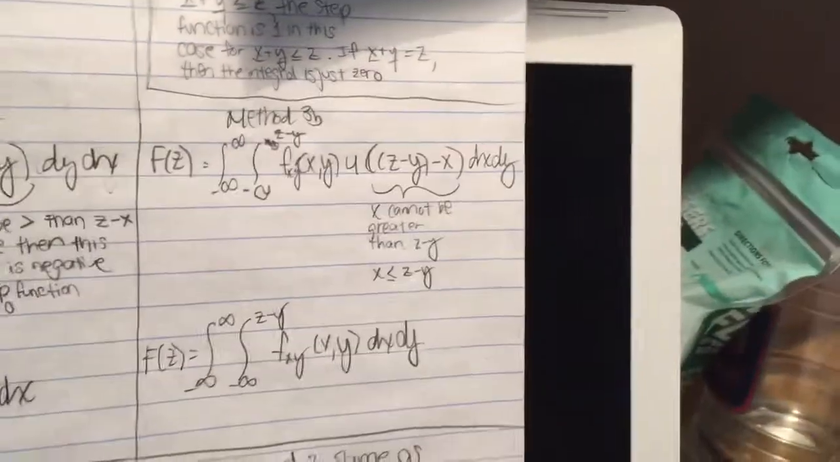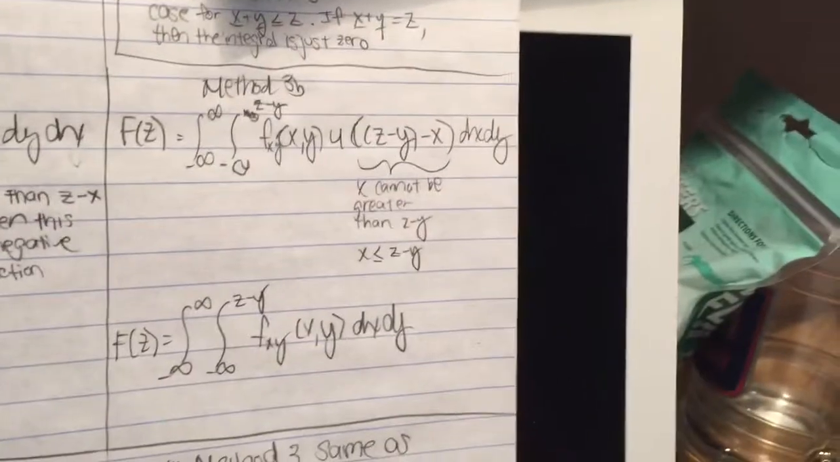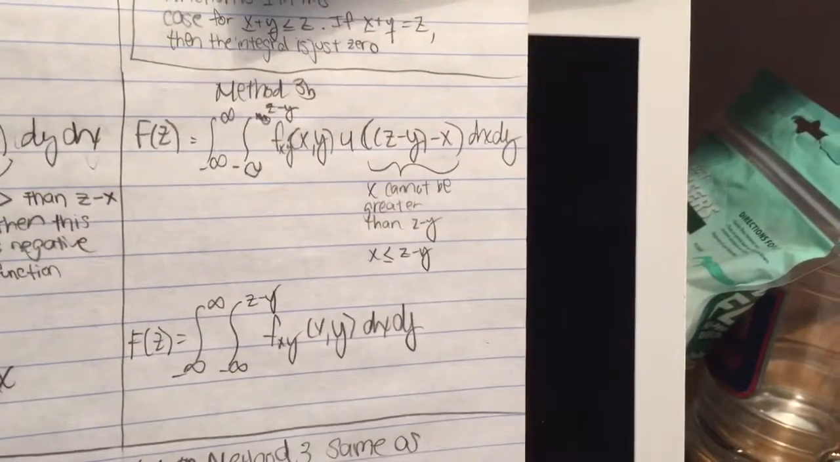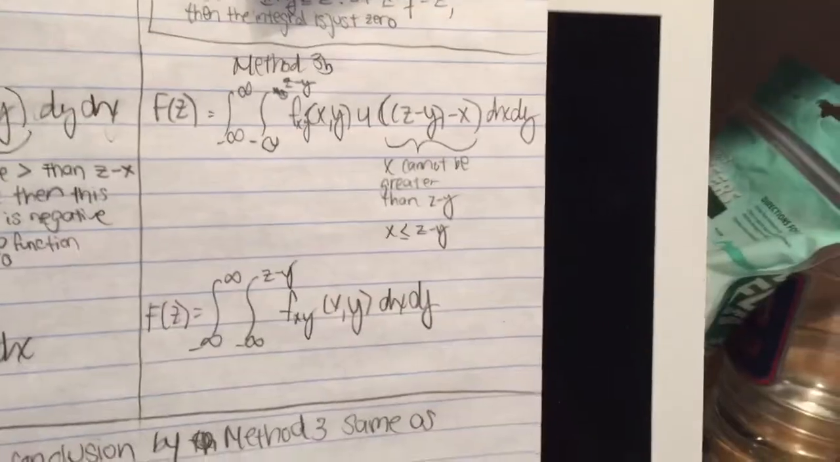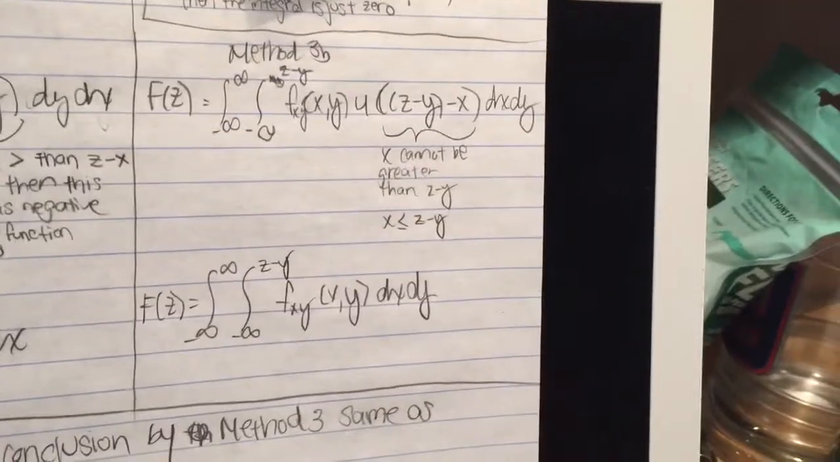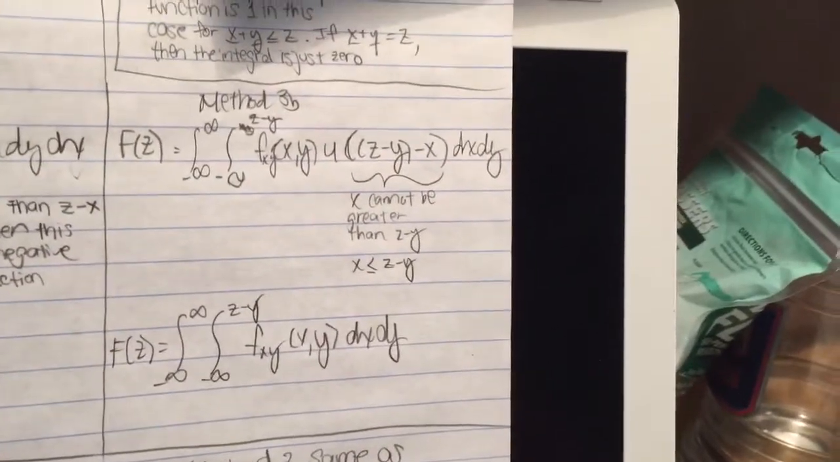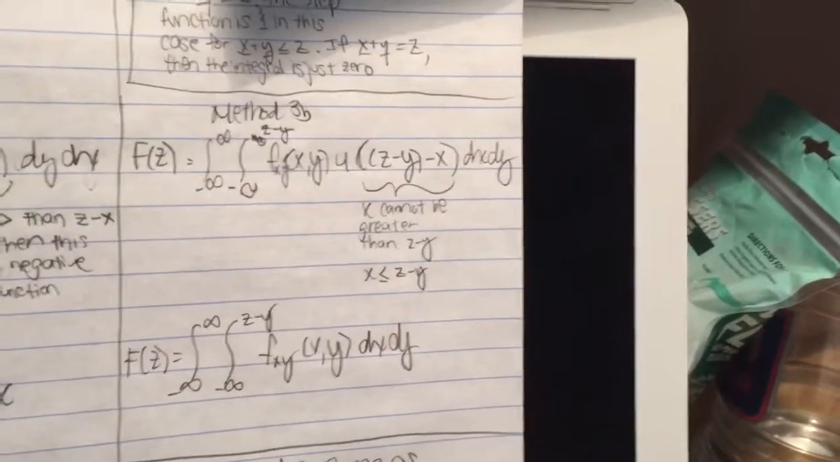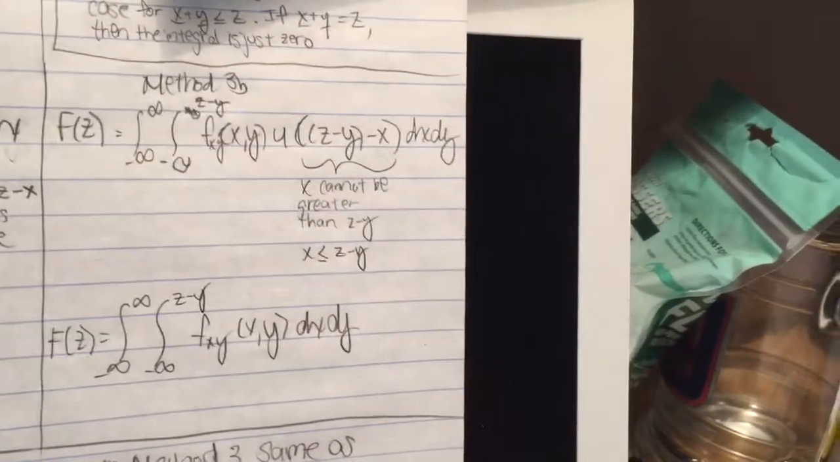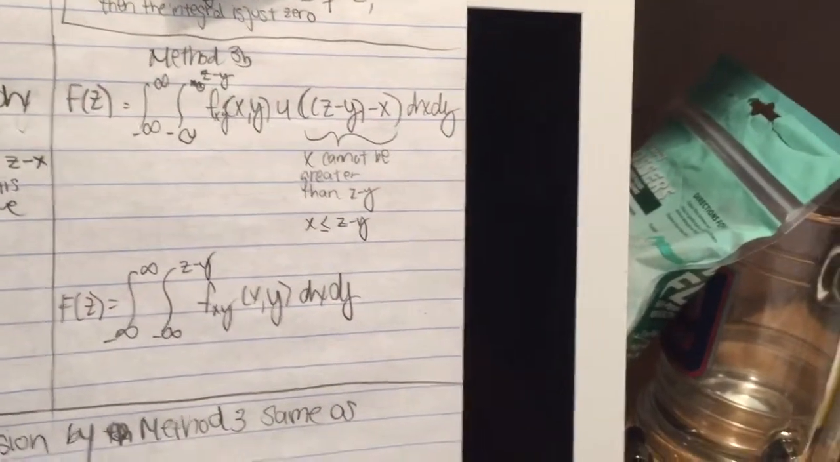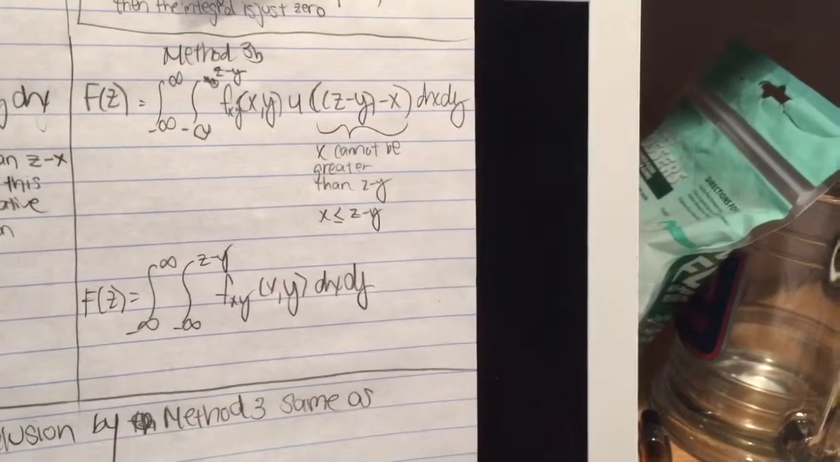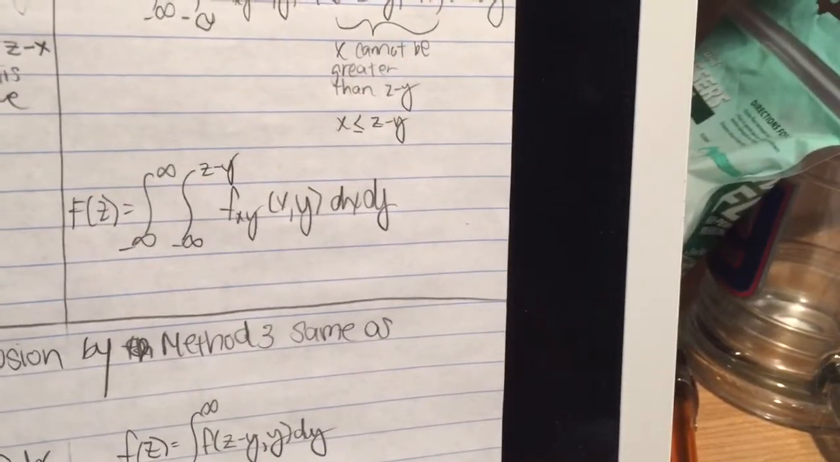Same thing over here. We're basically just switching around the parentheses. Instead of z minus x, we're doing z minus y. X cannot be greater than z minus y. X must be less than or equal to z minus y. Otherwise, same thing, the argument is negative and the step function is 0, thus ruining the integral. So the upper bound is basically z minus y, and that's what you set as your upper bound because x cannot be more than that. It can only be equal but not more than that. And that's the translated function of that.